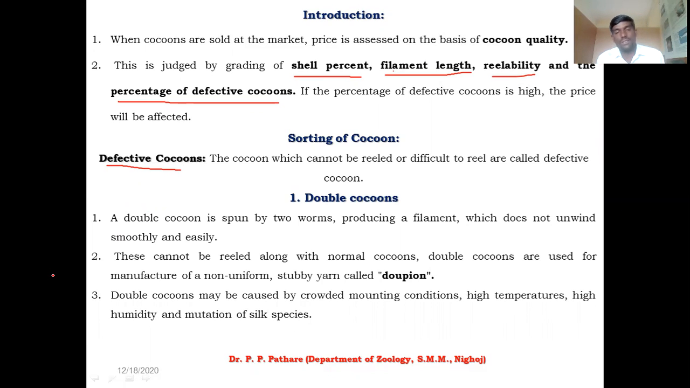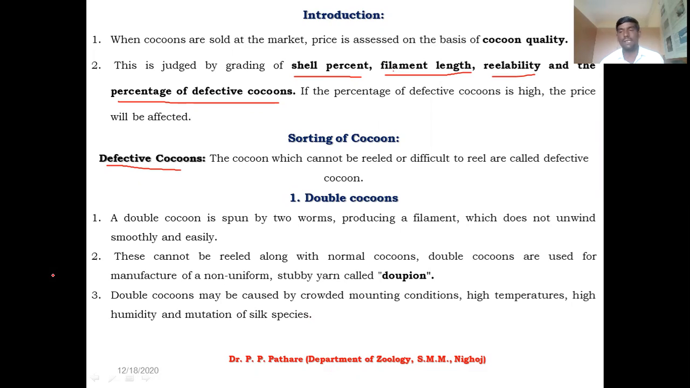Double cocoon may be caused by crowding during the molting. I gave the information a few minutes ago. During the molting, two silkworms come together, and these two healthy worms spin their cocoon, but by chance they adhere or are attached and they form the double cocoon.